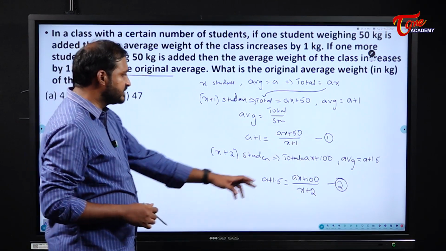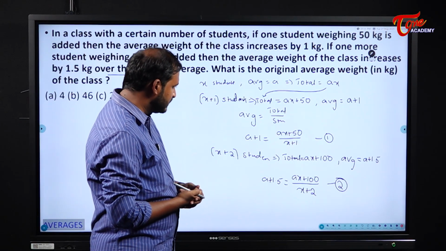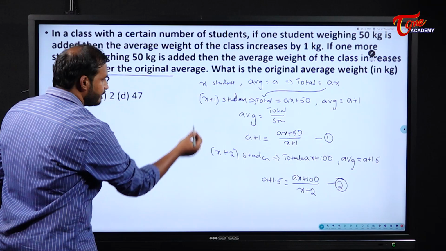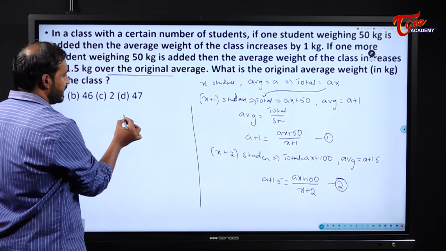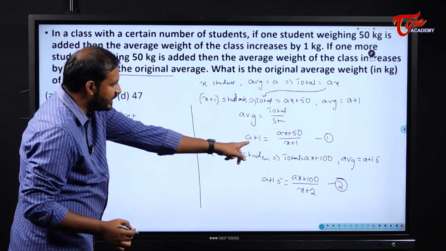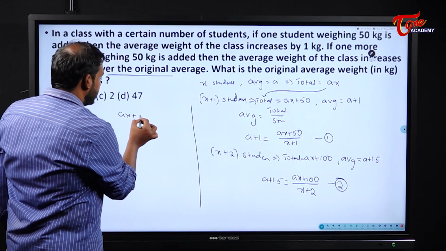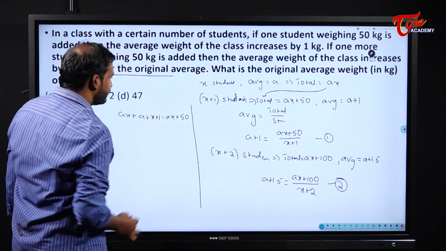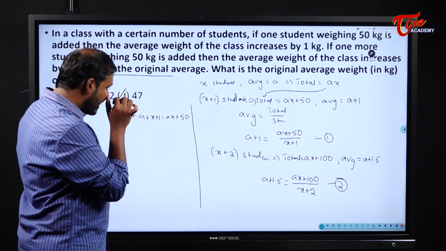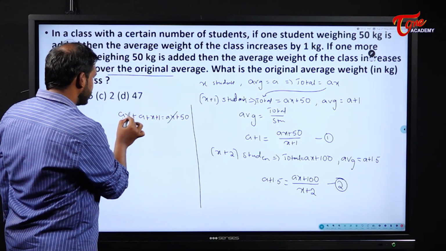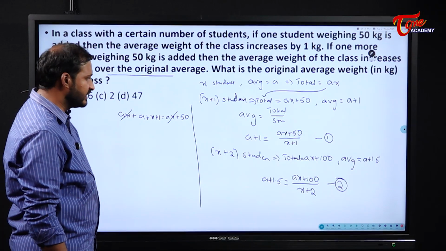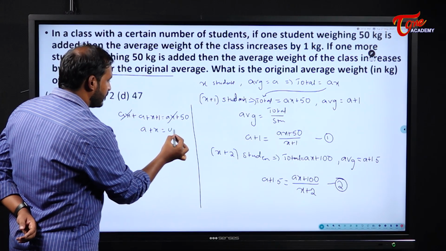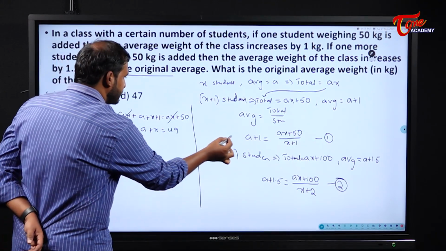See here, students, instead of multiplying and doing all those steps, let us try to cross multiply. What will you get? AX plus A plus X plus 1 is equal to AX plus 50. Now, AX will get cancelled, and what you will have here is A plus X is equal to 49, from this first equation.